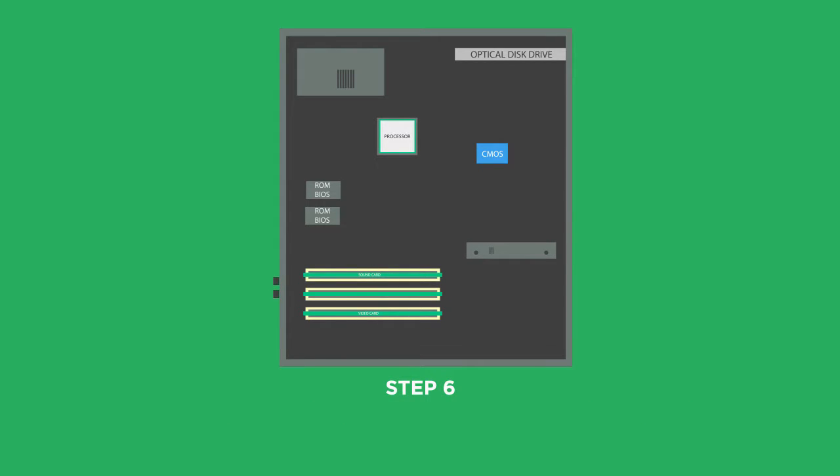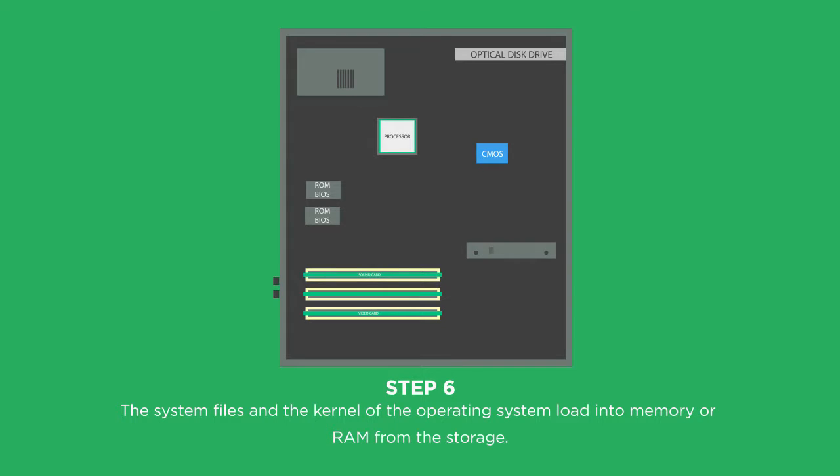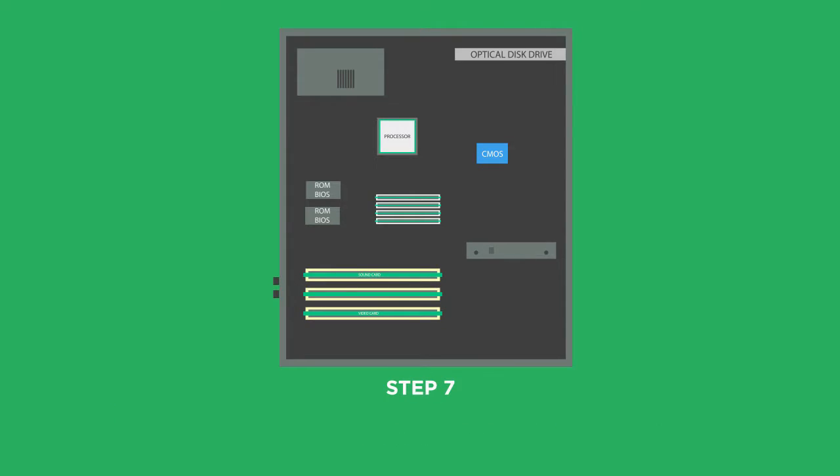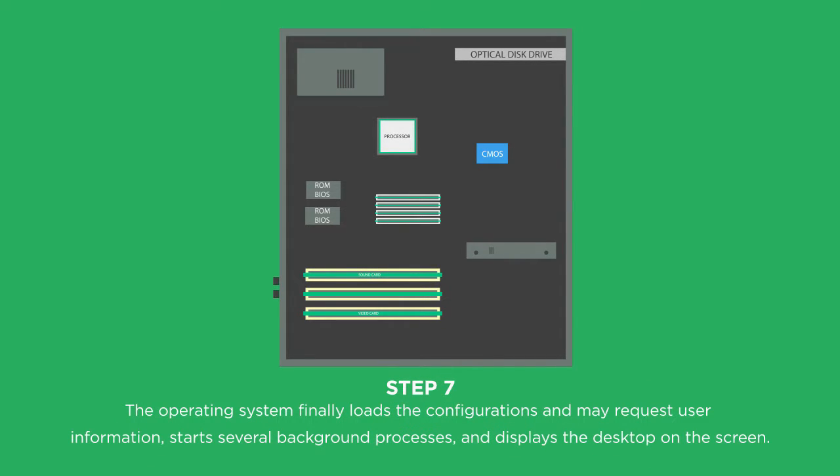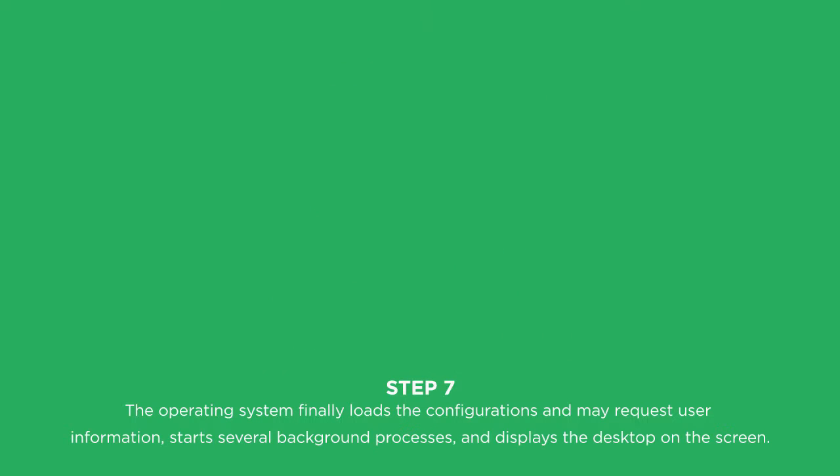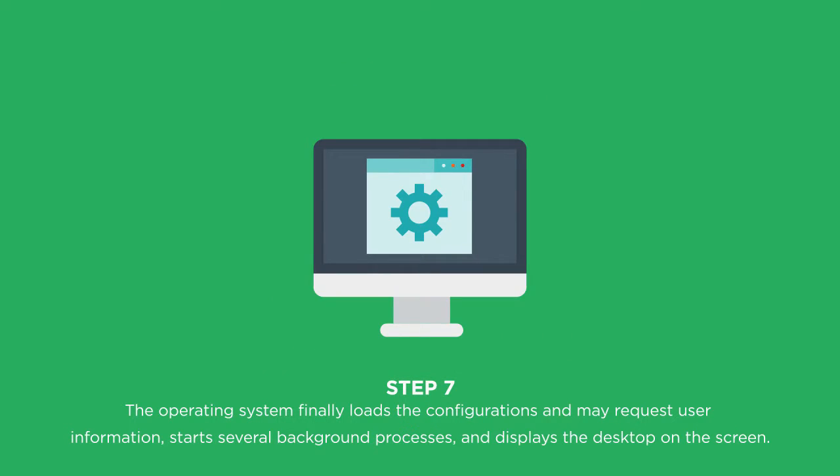Step 6. The system files and the kernel of the operating system load into the memory, or RAM, from the storage. And Step 7. The operating system finally loads the configurations and may request user information, start several background processes, and display the desktop on the screen.